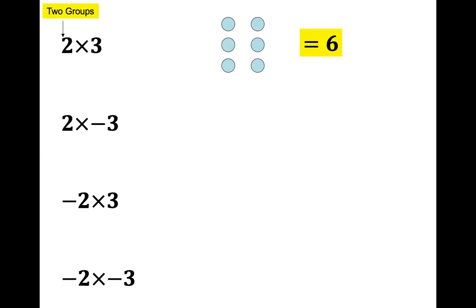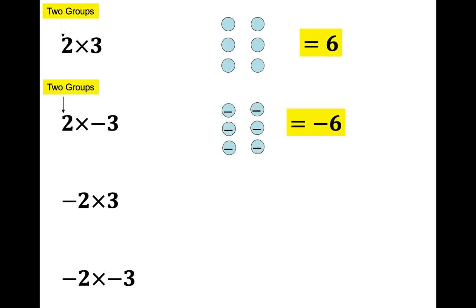Well, use this phrase, though. This is 2 groups of... how do we draw negatives? All right, so this is 2 groups of -3. So how many do we have here? We have 6 of these things, but they're with a negative sign. Therefore, that's why the answer is -6. So I just explained to you why a positive times a negative is a negative.